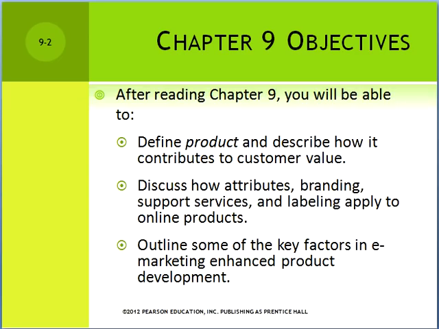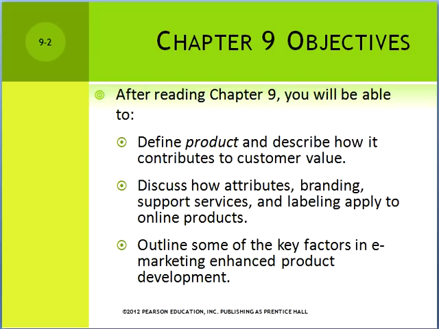Here are the objectives of this chapter 9. First one is defining the product and describing how it contributes to the customer value. Specifically, we'll talk about the online product, discuss how attributes, branding, support services, and labeling apply to online products. And then finally, we'll outline some of the key factors in e-marketing enhanced product development when we are developing new products.